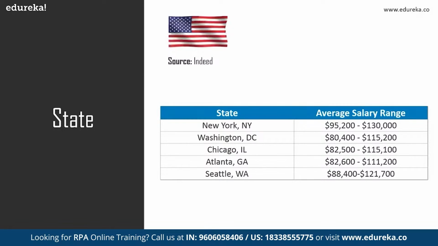In Chicago, it ranges from around $82,000 to $115,000 again. In Atlanta, it ranges from around $82,000 to $111,000. Finally, in Seattle, it ranges from around $88,000 to $121,000. So if you observe, New York has the highest average salary range, as it ranges from $95,000 to $130,000.